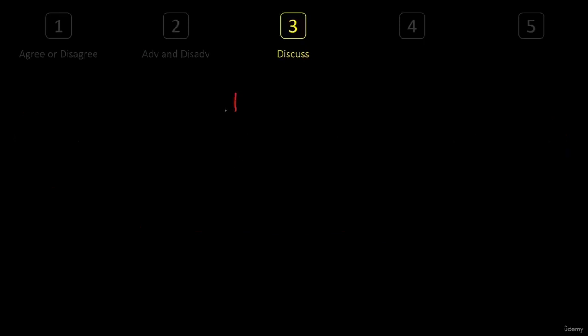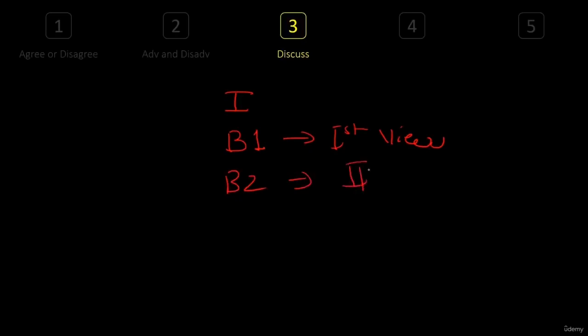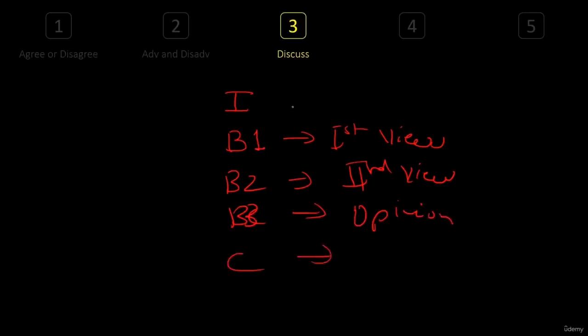So your structure would be introduction. Then you write one body paragraph, that is body paragraph 1, discussing the first view, right? And then you mention body paragraph 2, discussing the second view. And then body paragraph 3 with your opinion. And then finally you are at a conclusion. It's simple. In the introduction, you should mention both, a little bit of it.